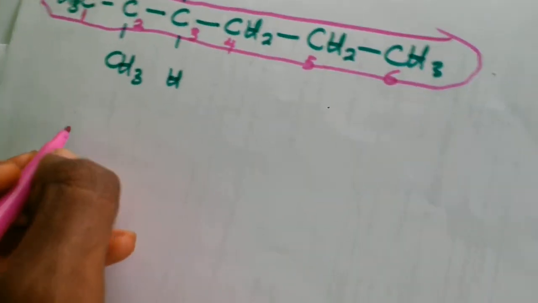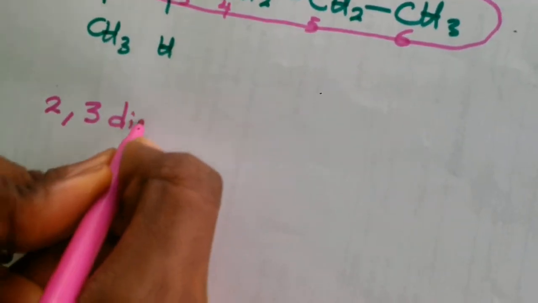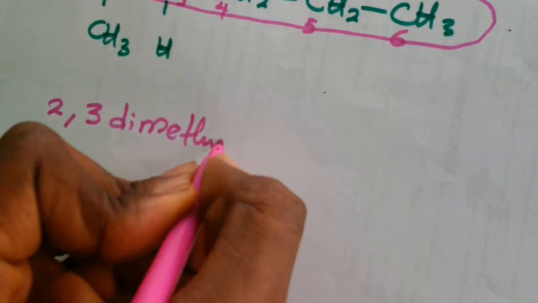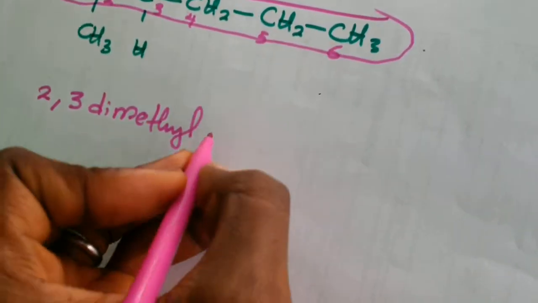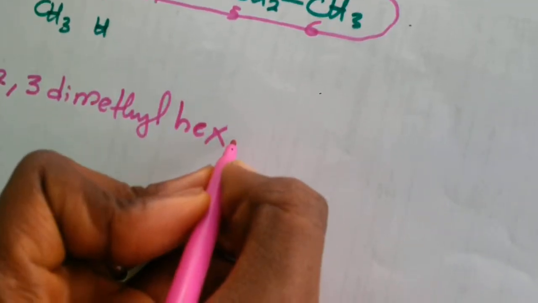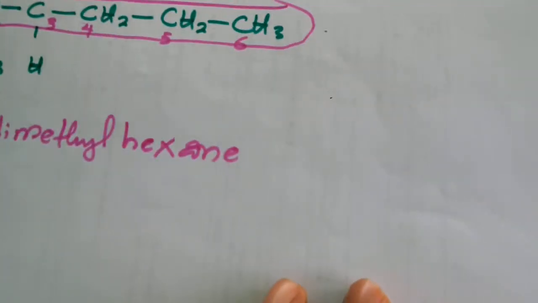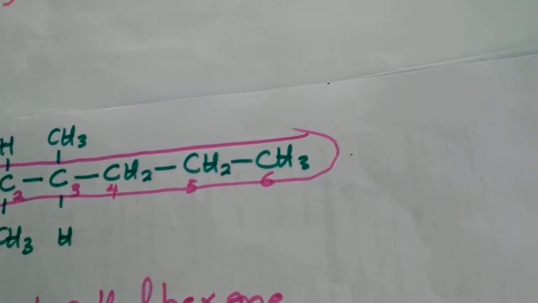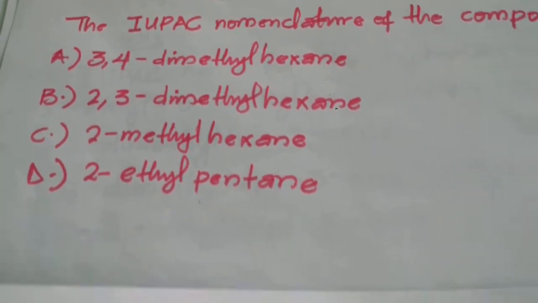So let's write the name. It will be 2, 3-dimethyl. Then since it's a 6 carbon compound, it will be hex. Then since it's a single bonded compound, it will be ane. So hexane, A-N-E. And so that's option B. Yeah, that's option B. So let's move to another example.